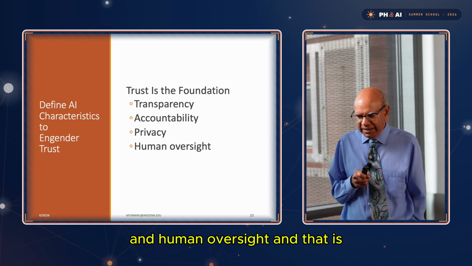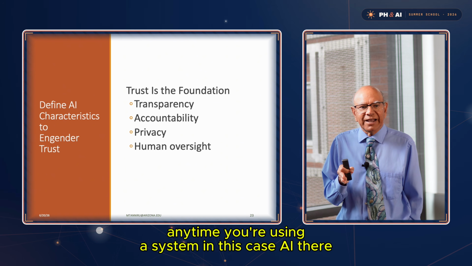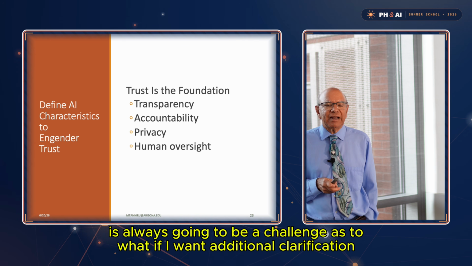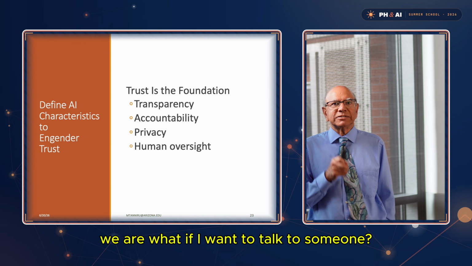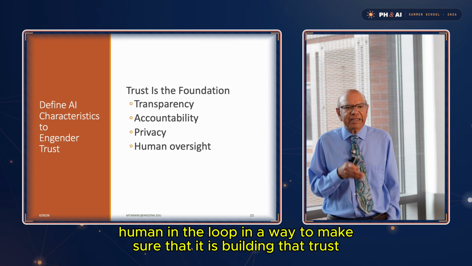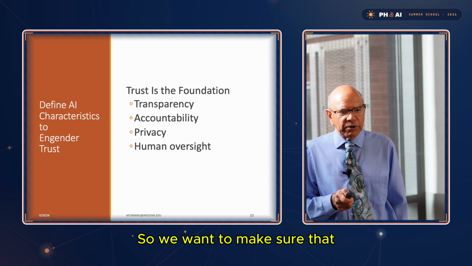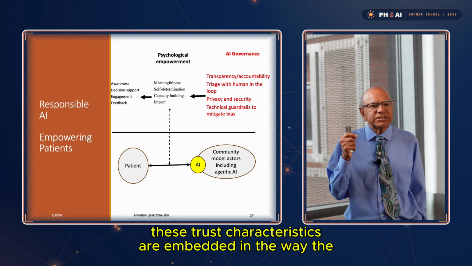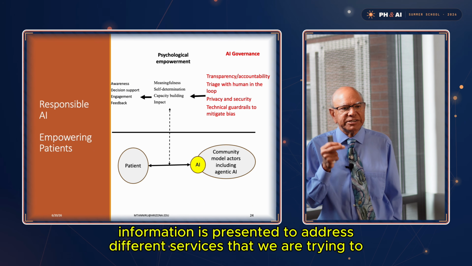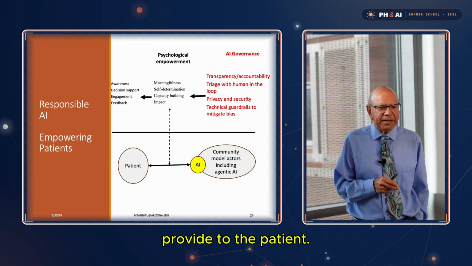And human oversight. Anytime you're using a system, in this case AI, there is always going to be a challenge as to what if I want additional clarification? What if I want to talk to someone? Does it have the ability to provide the human in the loop in a way that builds that trust with the patient? So we want to make sure that these trust characteristics are embedded in the way the information is presented to address the different services that we are trying to provide to the patient.